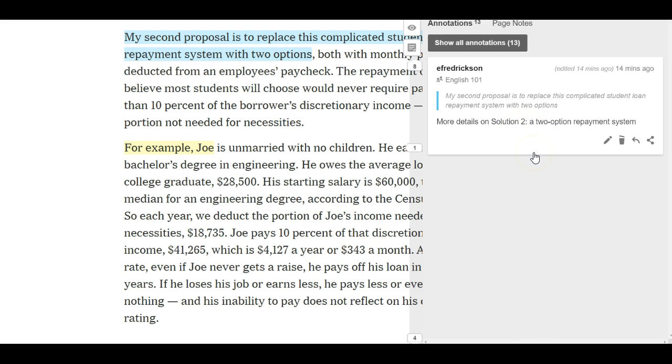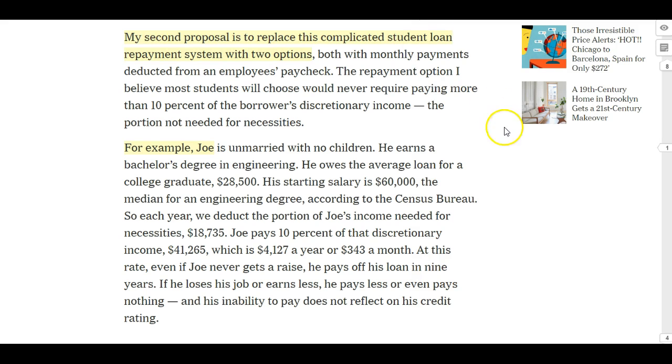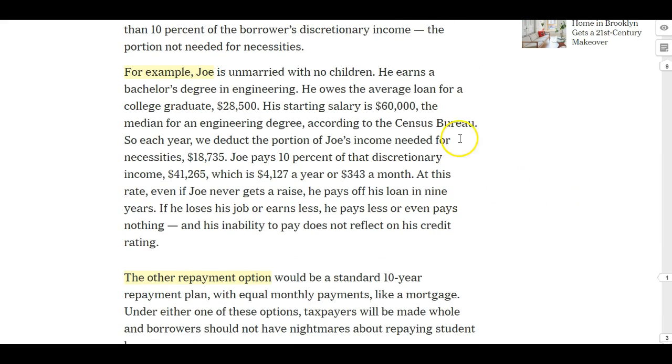So solution 1, I remember, was we're going to simplify the FAFSA form, fewer questions. But solution 2 is we're going to create a simpler repayment system that has only 2 options. Okay, I'm following his argument so far. Let's go to the next paragraph.